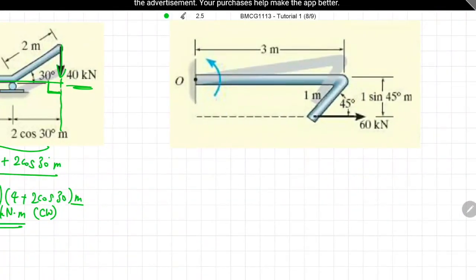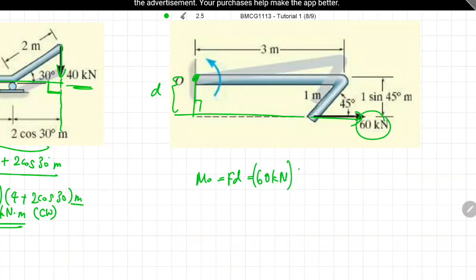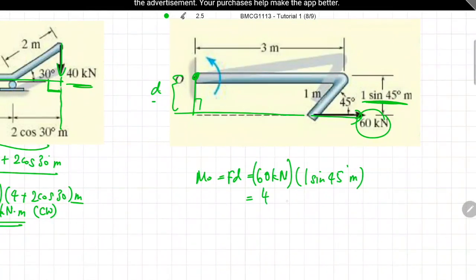You should get the idea by now. So in this example, this is your line of force. You just elongate it until it reaches the O axis and then create a line which is perpendicular to the line of force, and that would be your D. So your D in this case is 1 sin 45 meter and your force is 60 kilonewton. So you can calculate the magnitude of the moment simply to be 42.4 kilonewton meter.